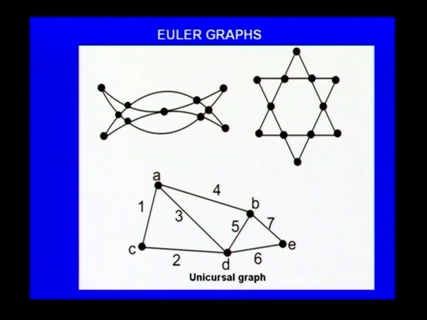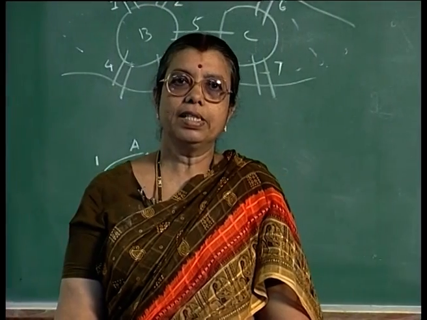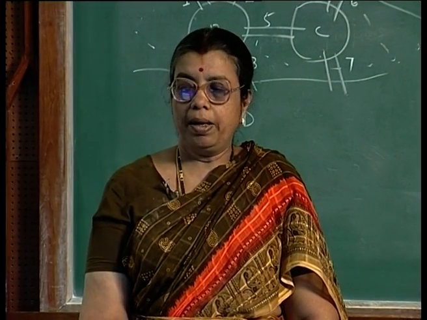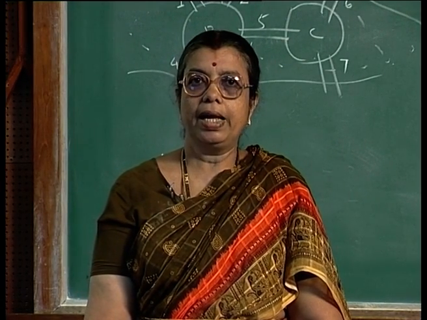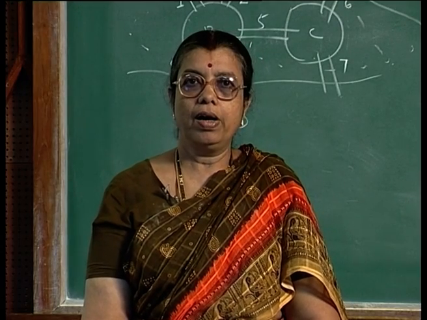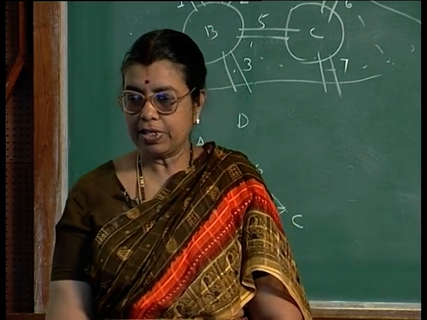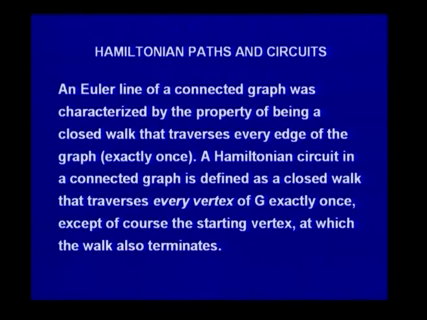You can see that the walk begins at A and ends at B. A has degree 3, B has degree 3. Rest of them, C has degree 2, D has degree 4, E has degree 2, they are all of even degree. So, except the beginning vertex and the ending vertex, all other vertices will have even degree, and the beginning vertex and the ending vertex will have odd degrees. Such a graph is called a unicursal graph.